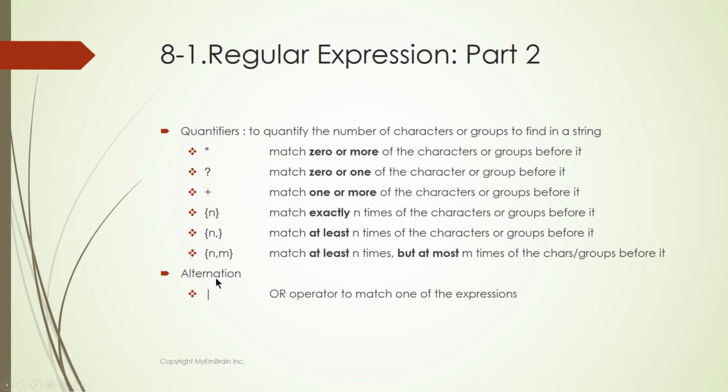Next, the alternation metacharacter. The vertical bar is used to indicate the OR operator to match one of the expressions. When a match occurs on either the left side or the right side of the vertical bar, it is considered a match.